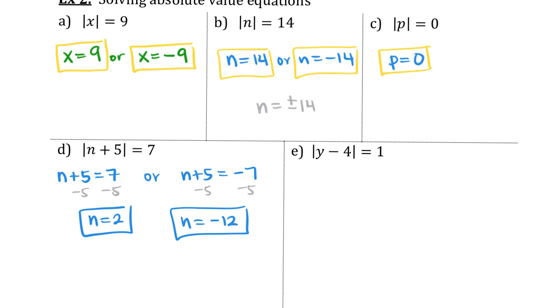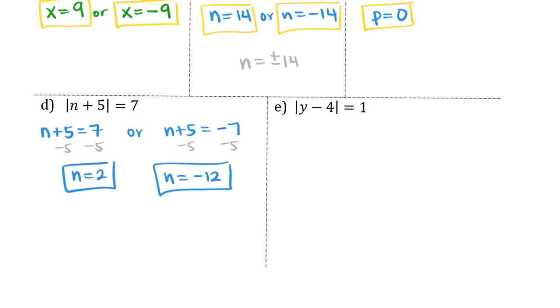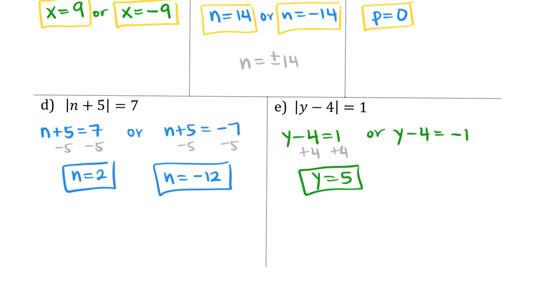Okay, let's try one more. For E, the absolute value of y minus 4 is 1. I can't plus the 4 because it's trapped in the bar, so I'm going to write it as 2 equations. Whatever's in the bar could be positive 1, it could also be negative 1, and then I'm going to solve it both ways. Y equals 5 is my first answer. Plus 4, plus 4. Y equals 3 is my second answer.